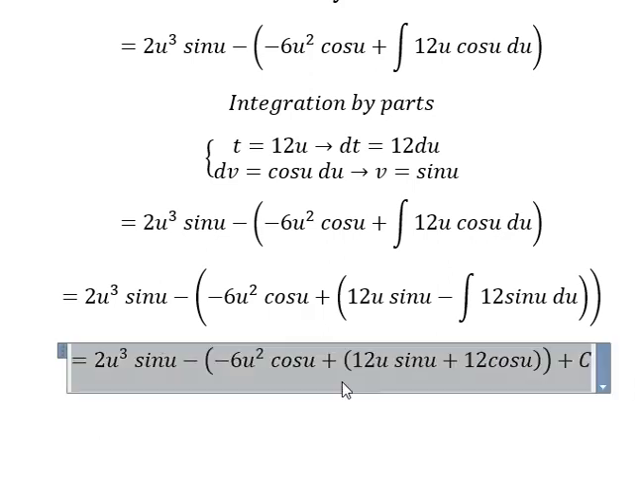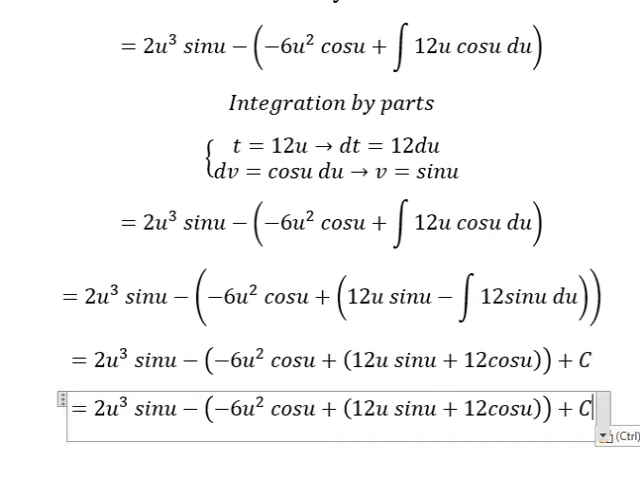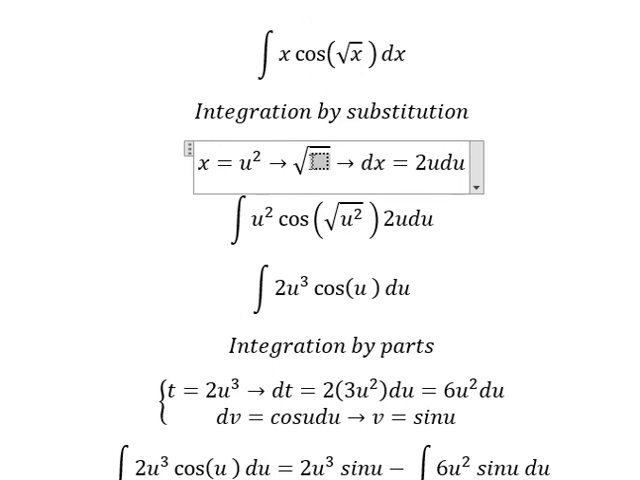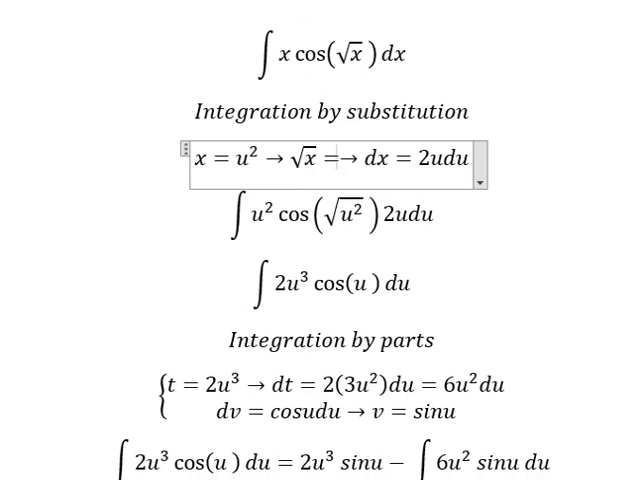About u, that is this one. So we put the square root on both sides. So we have the square root of s equals u. So I will put this one to change for you.